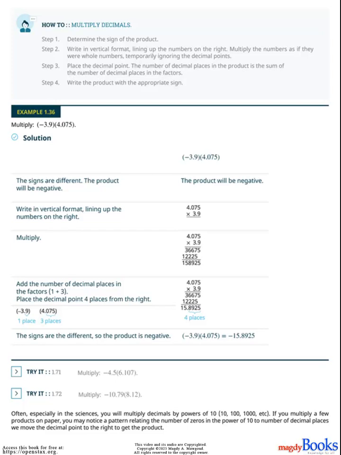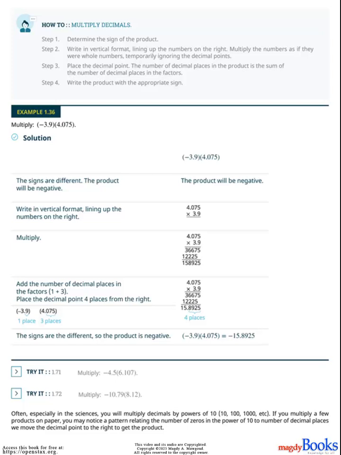Example 1.36. Multiply. (-3.9) multiplied by (4.075). Solution. (-3.9) multiplied by (4.075). The signs are different. The product will be negative. Write in vertical format, lining up the numbers on the right.